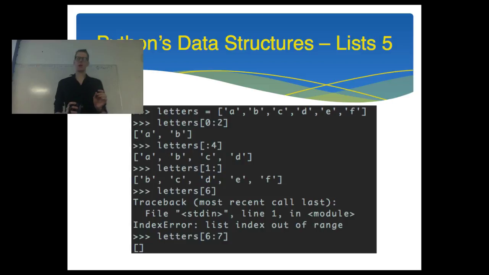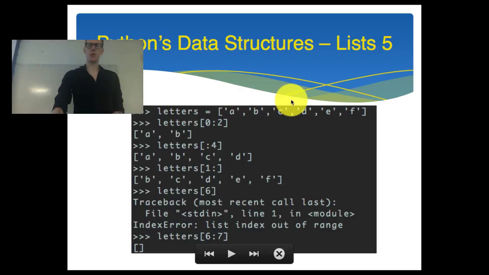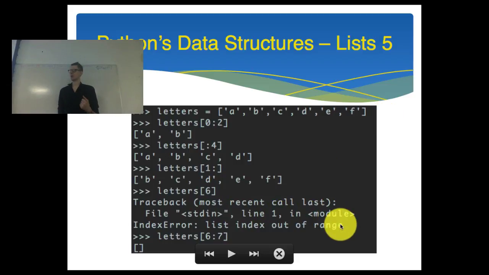One trick to be aware of is if you try and get an element beyond the length of the list, so if you do 6 in this list that has the last index at index 5, 0, 1, 2, 3, 4, 5. So if you try and get an index 6, you get this index out of range error, which is very similar to what happened with strings.